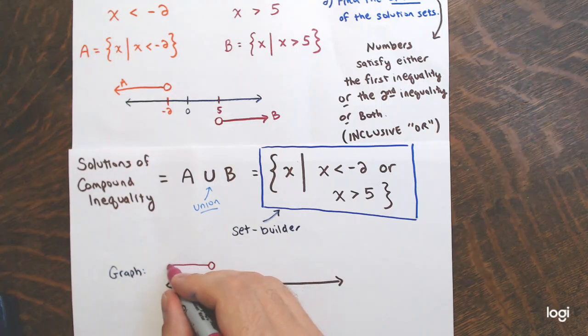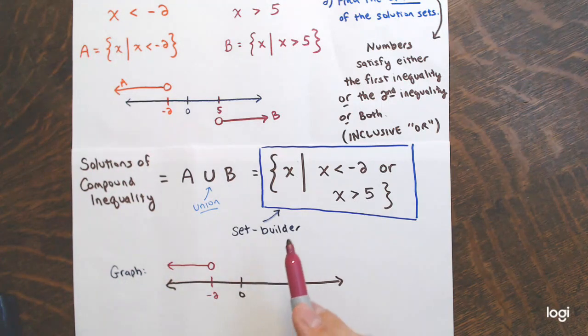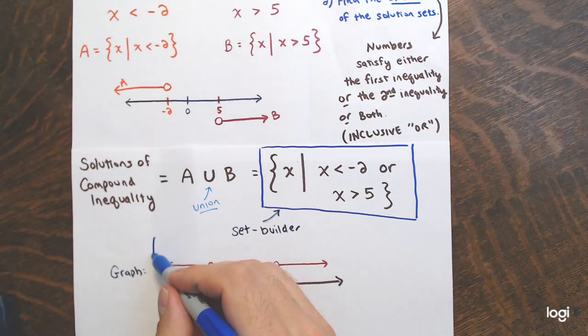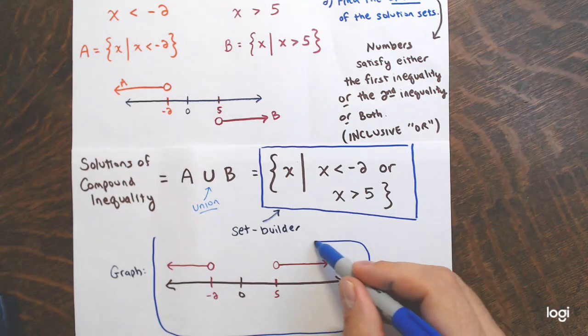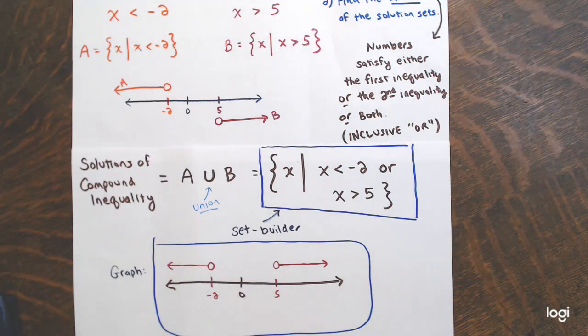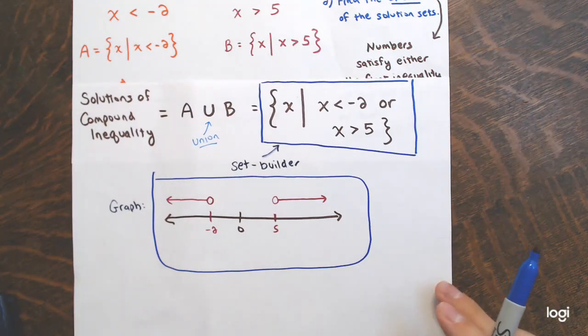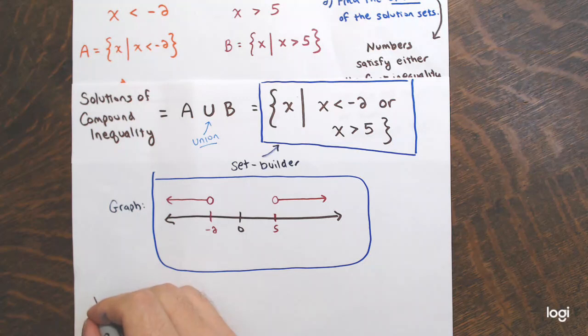So that's all these numbers here, right? Not including -2. Or all the numbers greater than 5 are also a solution in this set, right? And here's the numbers greater than 5, again, not including 5. So there's a graph, a picture of all the solutions of this compound inequality. And finally, we were asked to write the set in what's called interval notation.